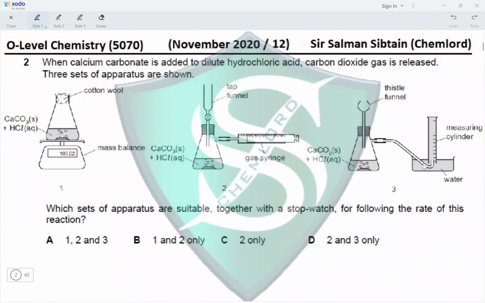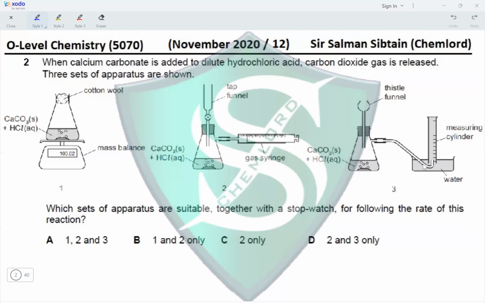Question 2. When calcium carbonate is added to dilute hydrochloric acid, carbon dioxide gas is released. Three sets of apparatus are shown. In one, we have loss of CO2 being measured in the form of mass. In two, we have volume of CO2 produced collected in a gas syringe. And three, we have CO2 being produced collected over water in a measuring cylinder. Which sets of apparatus are suitable together with a stopwatch for following the rate of this reaction?